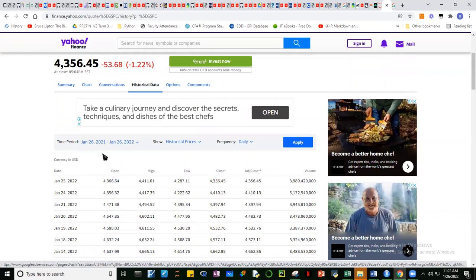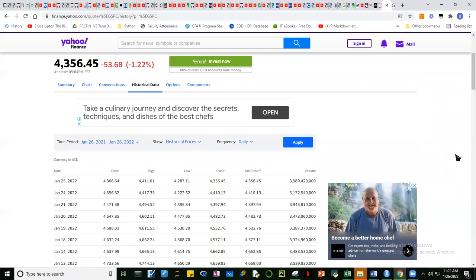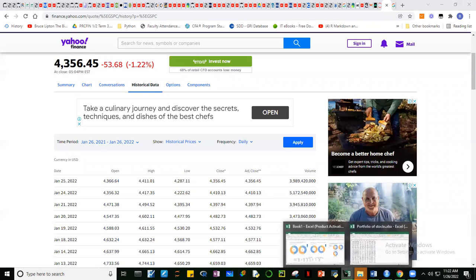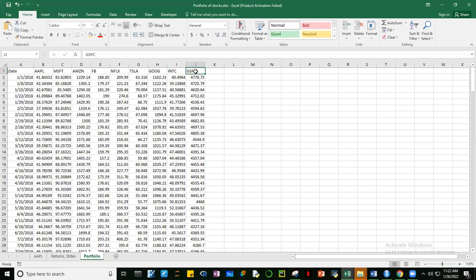So what you do, after you identify the period or yung frequency, kung daily, weekly, monthly, i-copy nyo na lang. Copy, and then paste nyo sa Excel. I don't know why tinanggal nila ni Yahoo Finance yung download. So that's what I did here sa GSPC natin. So this also came from Yahoo Finance. Tapos kinopy-paste ko na lang.